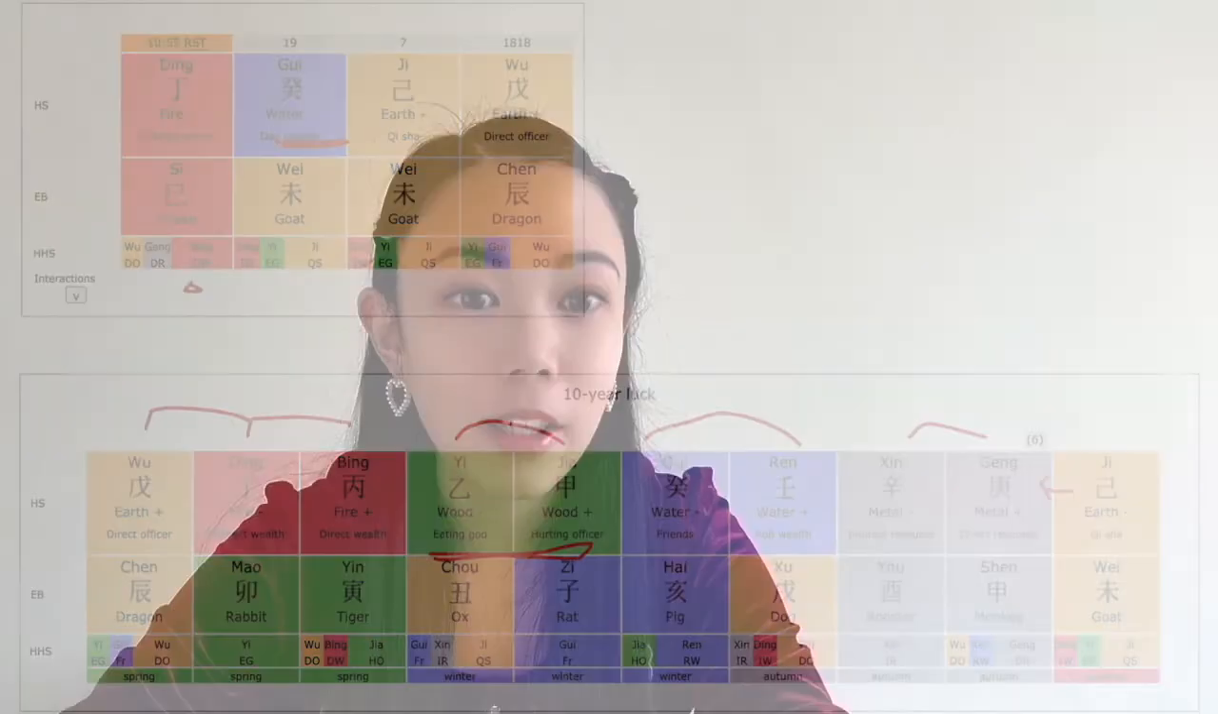A good power follower chart person can be very, very successful, as powerful as a president of a country or a general of an army. This requires a lot of luck in the 10 years luck pillars.